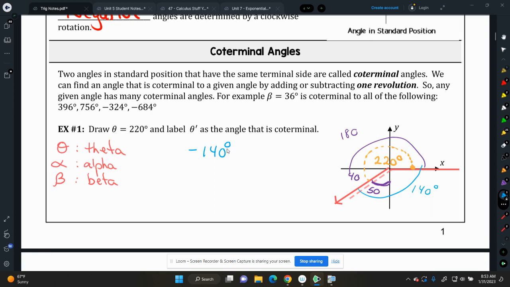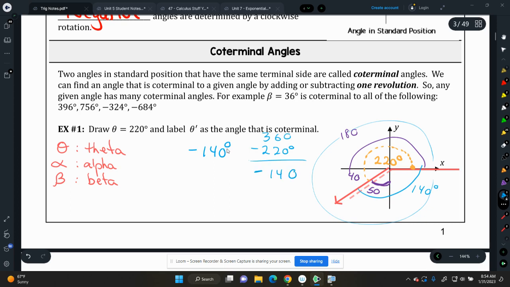Now, do you notice anything about these numbers? What do they add up to? 360. Because one full time around the circle is 360 degrees. So I didn't even have to figure it out. I know that a coterminal angle to 220, if I just subtract it from 360, is 140. So if I go the other direction, 140 degrees, I've got a coterminal angle. Let me show you another way to represent some coterminal angles.